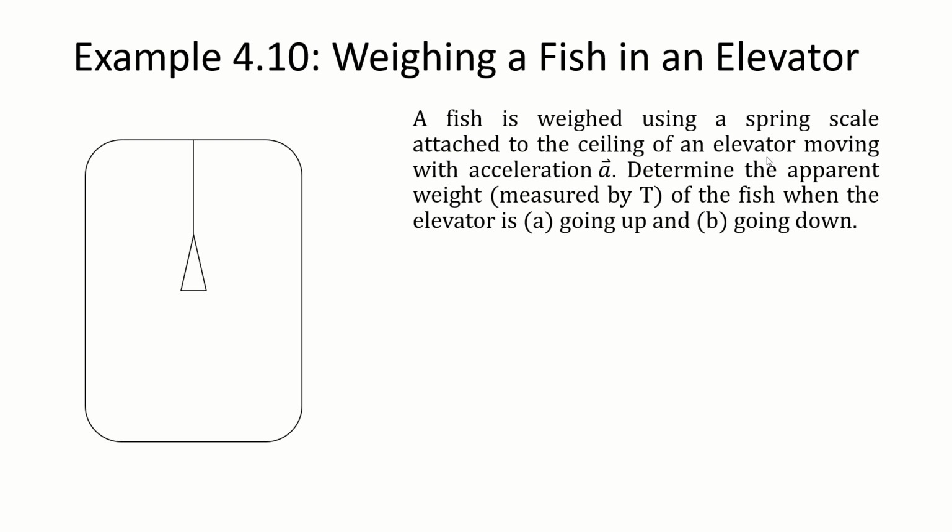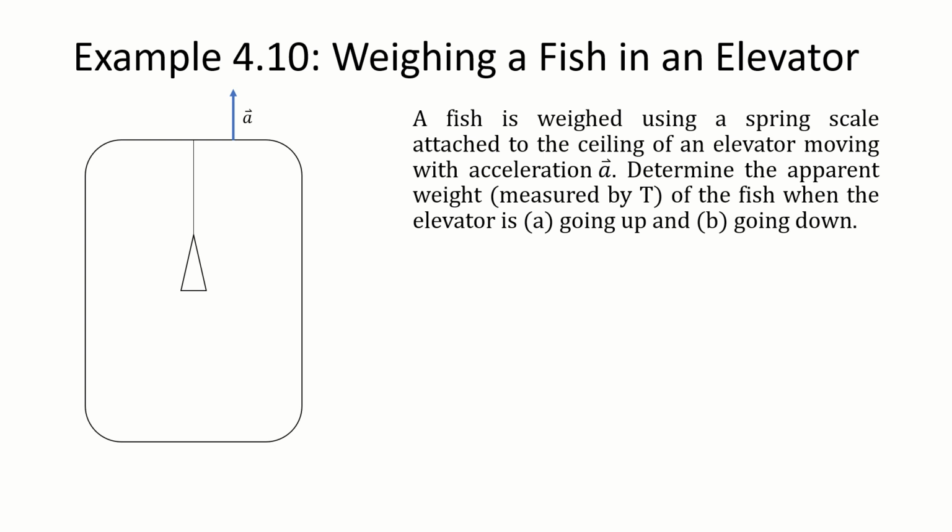Next example deals with weighing a fish in an elevator. This is the spring balance problem, and also the last example for this video. So a fish is weighed using a spring scale. Imagine the fish to be the triangle, and it is attached to the ceiling of an elevator. And the elevator is moving with an acceleration of a. So we have to determine the apparent weight measured by the tension of the string.